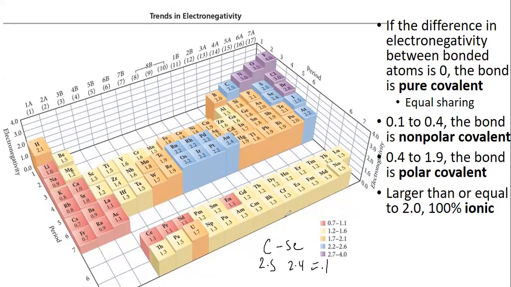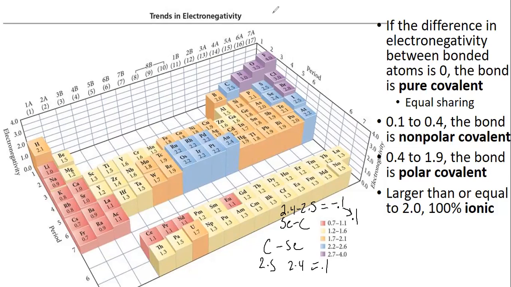So if you were doing SeC, Se is 2.4, C is 2.5, and you get negative 0.1, take the absolute value, right? Turn that negative 0.1 into positive 0.1. Just take the absolute value of that number. So polar covalent is scores between 0.4 and 1.9.